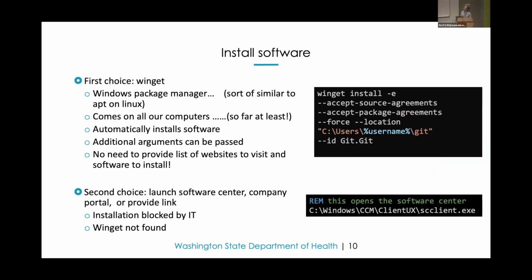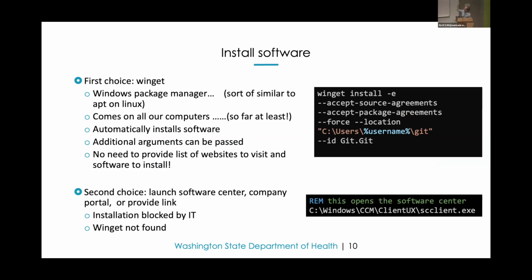Similar to Linux's apt-get, there's a tool called winget that you can use to install programs from the command line. It's a Windows package manager, similar to Linux. It comes on all of our computers. If you're running this on your own company network or personal computer, you won't necessarily be able to assume that, because it's a relatively new thing to Windows. But anyways, it automatically installs software.